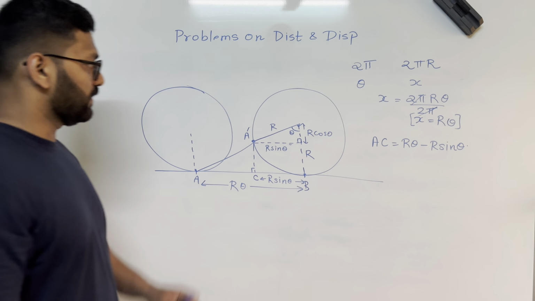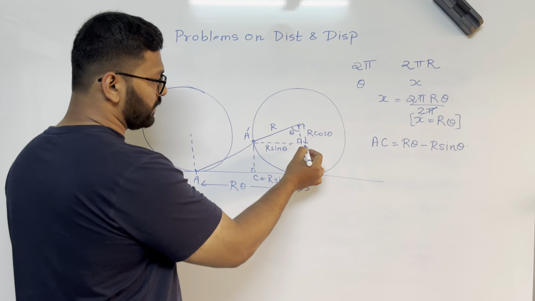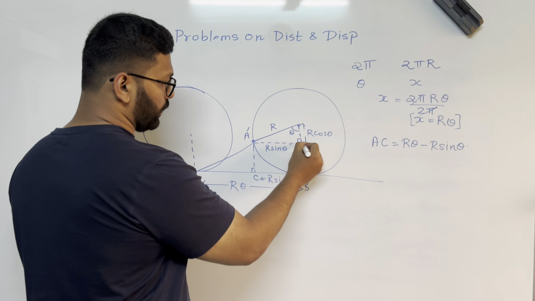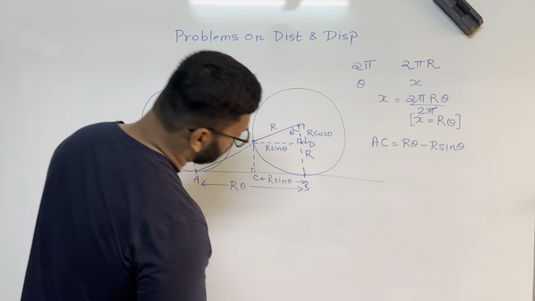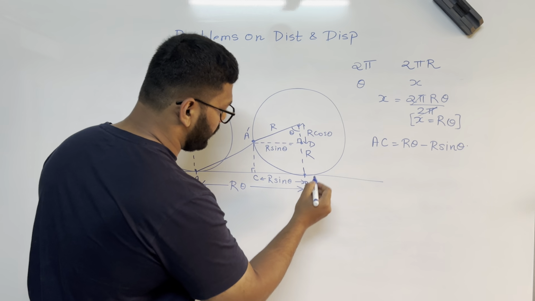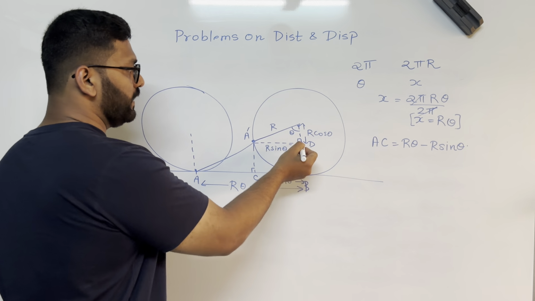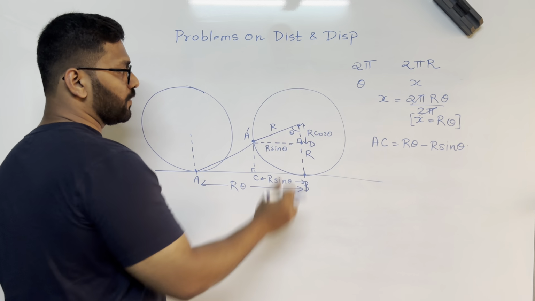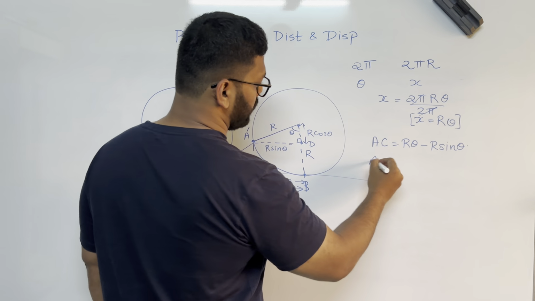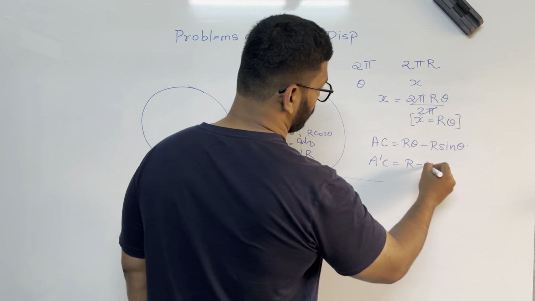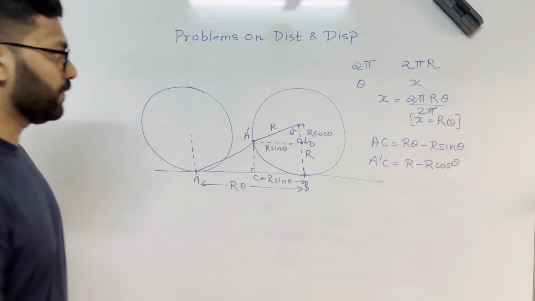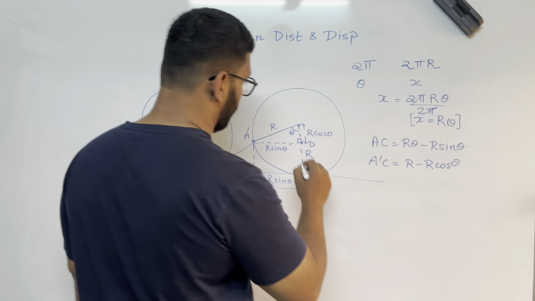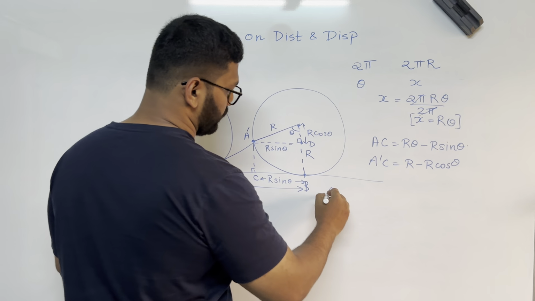What is A dash C? See, A dash C is nothing but, let's call this point D, A dash C is nothing but BD. Yes, this is BD, right? So BD is nothing but R minus R cos theta. So A dash C is R minus R cos theta. Correct? Okay. Now let's find out what is A dash A.